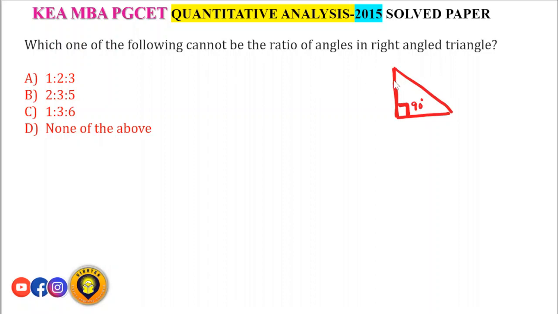And you know that the sum of all three angles in a triangle must be equal to 180 degrees, and one of the angles should be 90 degrees in a right angle triangle. Now, which one cannot be the ratio they are asking here? 1 is to 2 is to 3. Let us take one angle as 1x, another as 2x, and another as 3x.